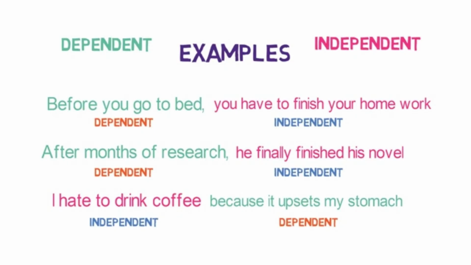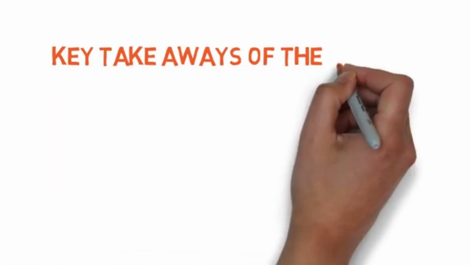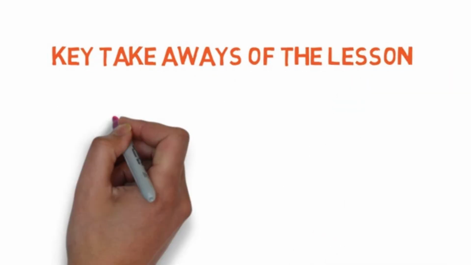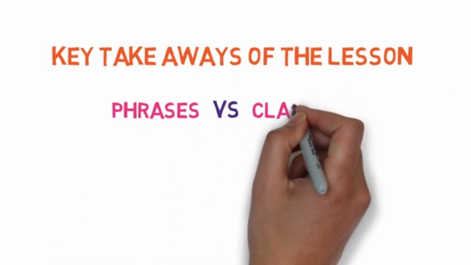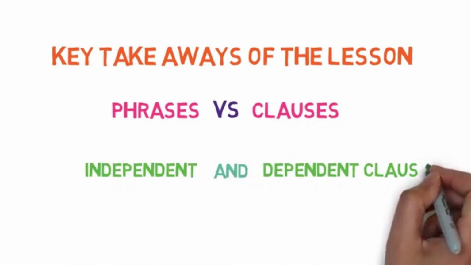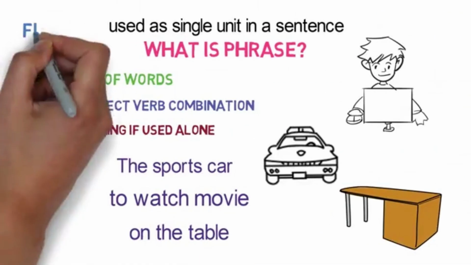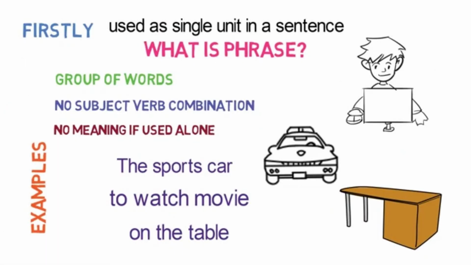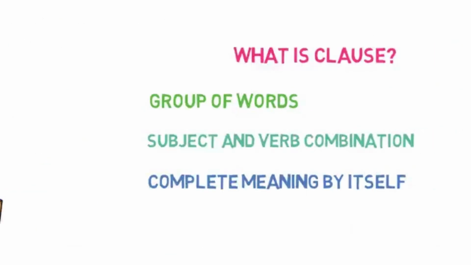So we are done with the similarities and differences between phrases and clauses. So the key takeaways of the lesson are: first, the difference between a phrase and a clause, and second, independent and dependent clauses. Let's revise them. Firstly, what is a phrase? A phrase is a group of words without any subject and verb combination, and it can't be used alone.